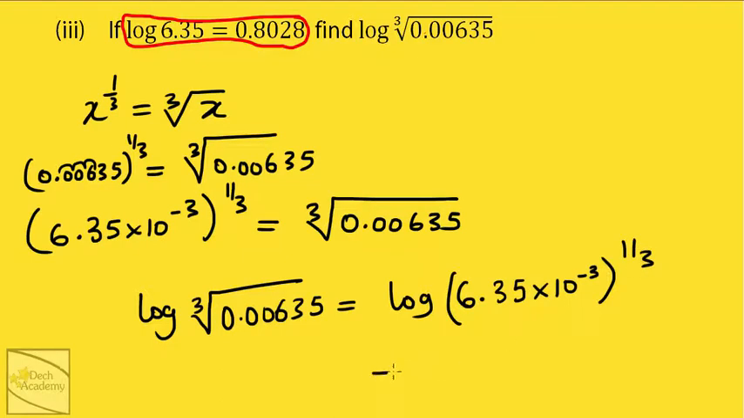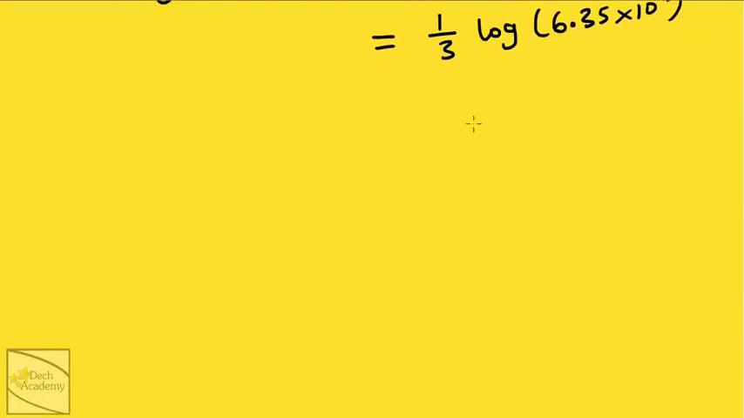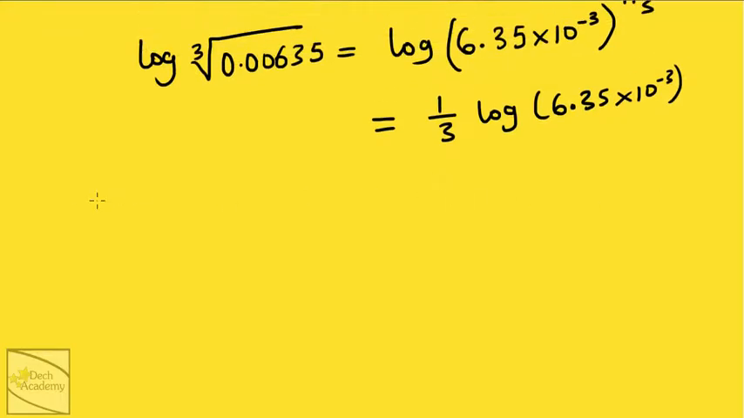And from the rules of logarithm, you know that if you have something in the form log p to the n, you can write it as n times the logarithm of p. In this case, our n is 1 over 3, and our p is this whole term here, log p raised to the power of n. So I'm going to write this as 1 over 3 times logarithm of 6.35 times 10 to the minus 3. I'm going to continue here.